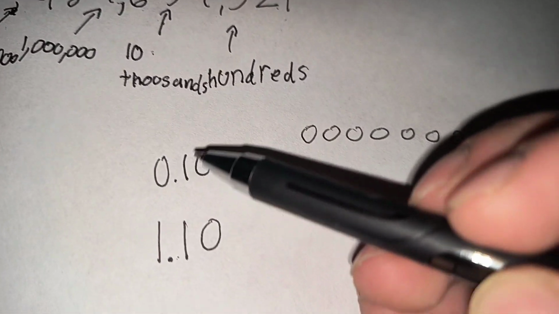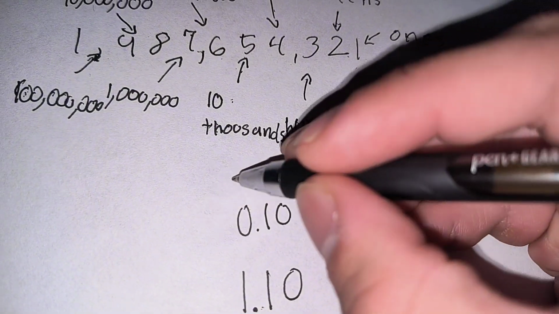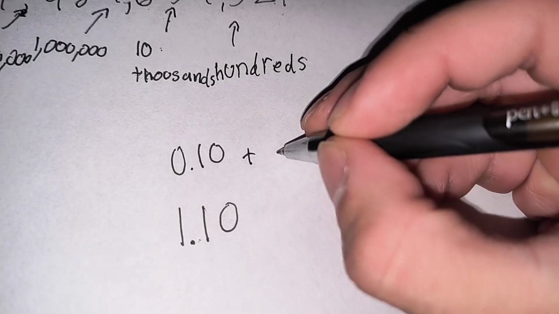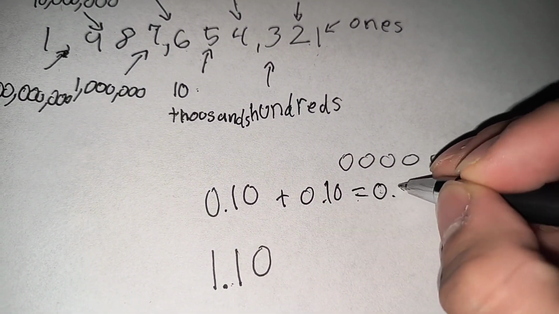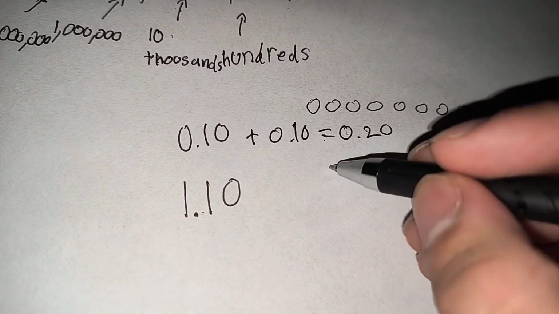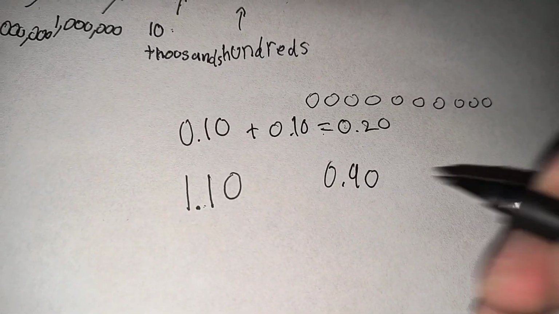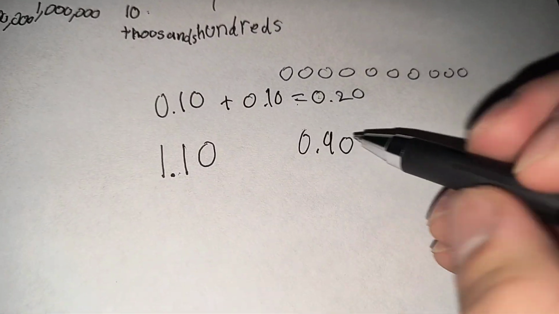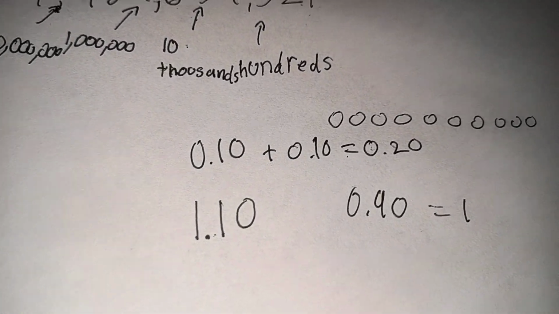So whenever you add 0.1 plus 0.1, you get 0.2. And if you keep doing that, you can make it all the way to 0.9. And if you add another 0.1 to 0.9, you get 1. You get back to 1.